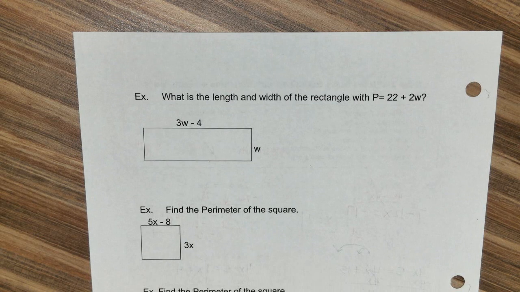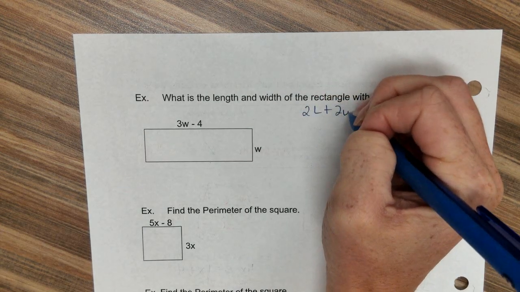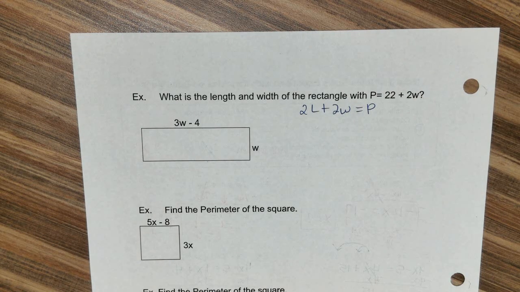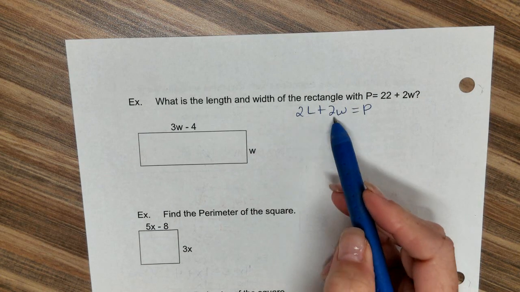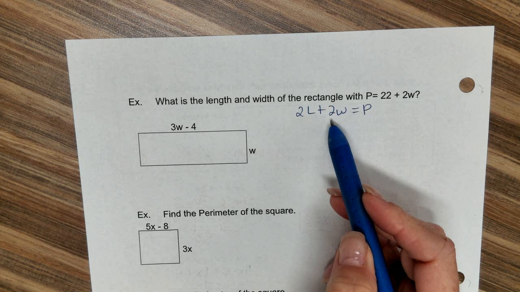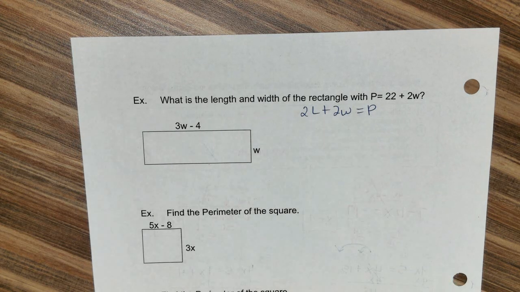Here we go. What is the length and width of the rectangle if the P equals, what does P mean? If the perimeter equals 22 plus 2W. We've already learned how to do perimeter. How do you find perimeter of a rectangle? Length plus width plus, or 2 times length plus 2 times width equals perimeter. Yes or no? Isn't that length plus width plus width? Are we okay? Yes or no? Y'all got to tell me if I need to explain it better.